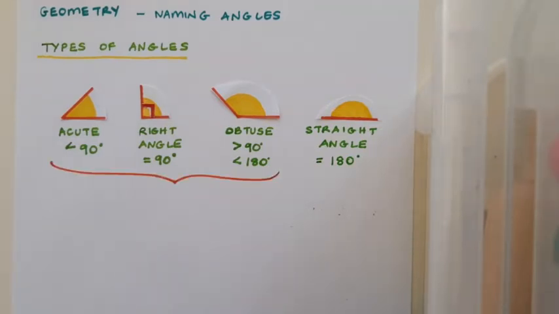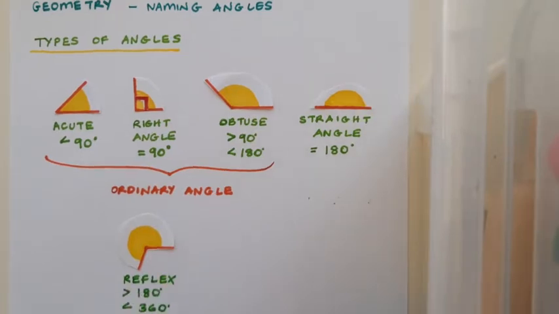An angle which is less than 180 degrees can be referred to as an ordinary angle. Having passed the straight angle mark of 180 degrees, we now come to the reflex angle. The reflex angle is greater than 180 but less than 360 degrees. And finally, we have our 360 degree angle, which is also known as a full revolution.